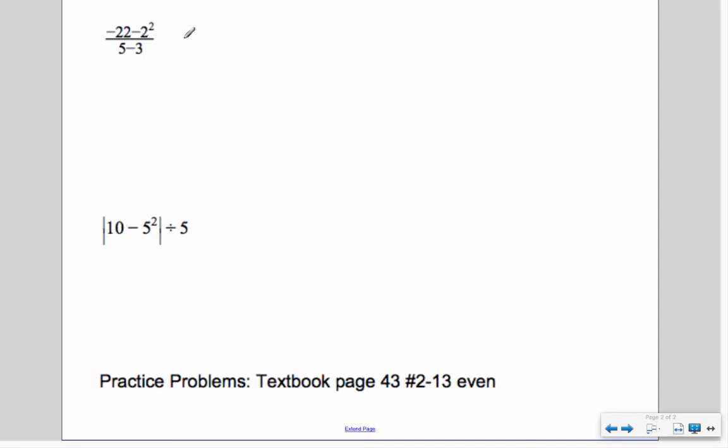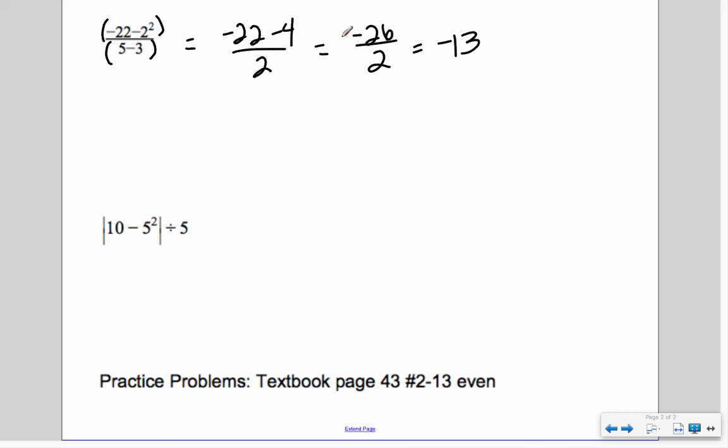All right, 2 more examples. Negative 22 minus 2 squared over 5 minus 3. Remember I said the fraction bar is a grouping symbol. So that's the only grouping symbol we have. You can kind of think of it as the numerator in parentheses and the denominator in parentheses. You don't have to write it that way, but it's one way to think about it. So negative 22 minus 4. Again, the squared is only for the 2, so we're still going to have the minus sign there. Over 2. I did the math on top and I did the math on bottom, and now I can simplify. Negative 22 minus 4 is negative 26 over 2, which is negative 13. Remember, a negative divided by a positive is a negative.